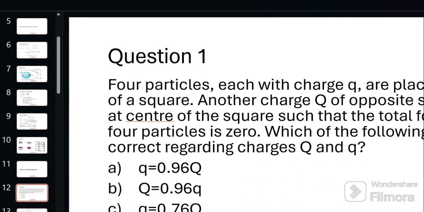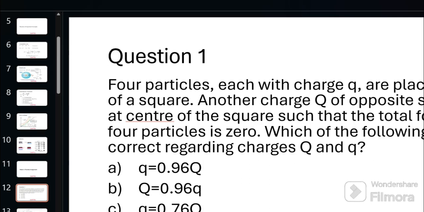This is the first question. Four particles each with charge q are placed in the corners of a square. Another charge Q of opposite sign is placed at the center of the square such that the total force on each of the four particles is 0. Which of the following relations is correct regarding the charges big Q and small q? Small q is 0.96 times big Q; big Q is 0.96 times small q; small q is 0.76 times large Q; and large Q is 0.76 times small q.